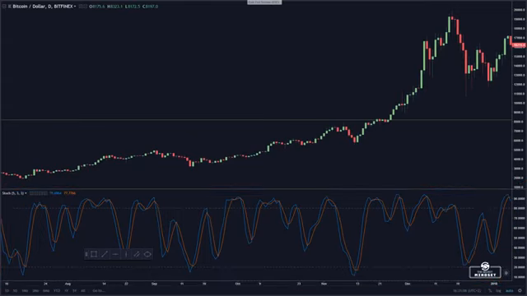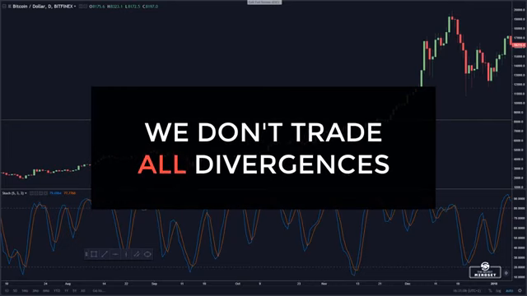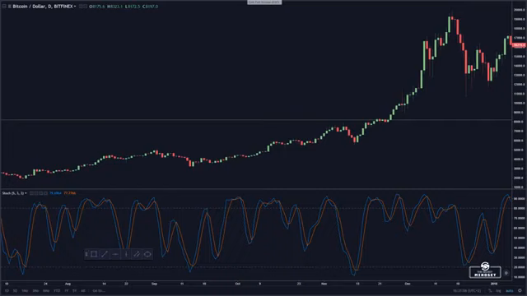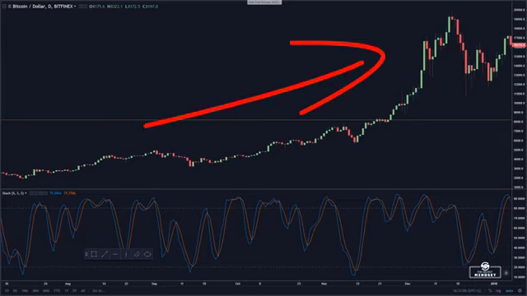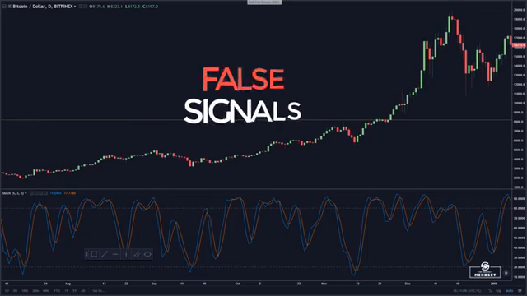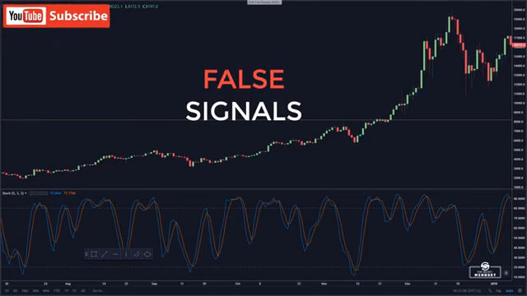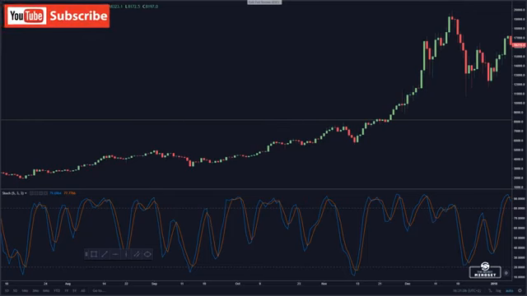Now, here's the key to our system. We don't trade all the divergences. During strong trends, the stochastic will generate divergence after divergence, and most of the signals will probably fail. Look at this Bitcoin chart, and as you can see, the price was in a strong upward trend, and the stochastic indicator generated several divergences, but most of these signals were false. That's a wrong approach in what concerns trading the divergences.